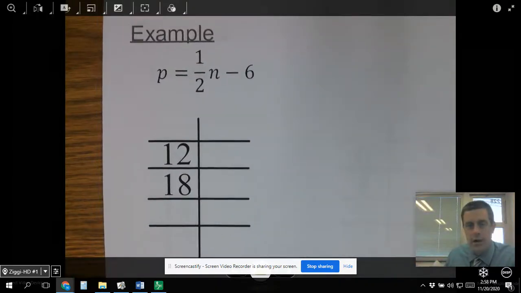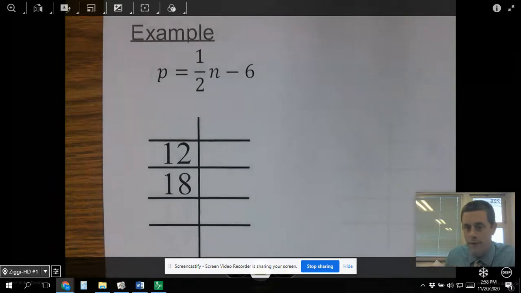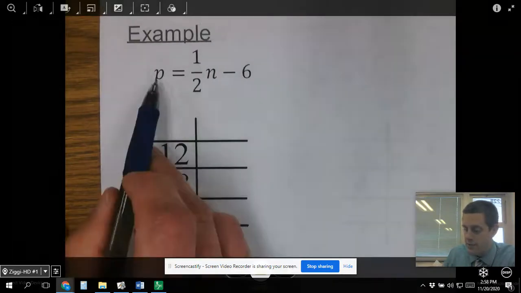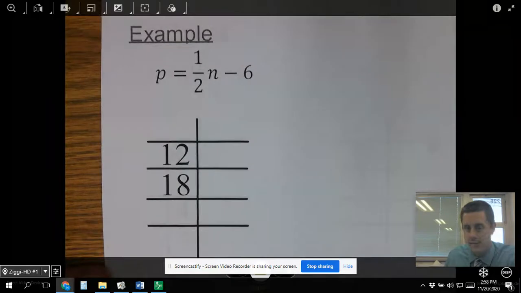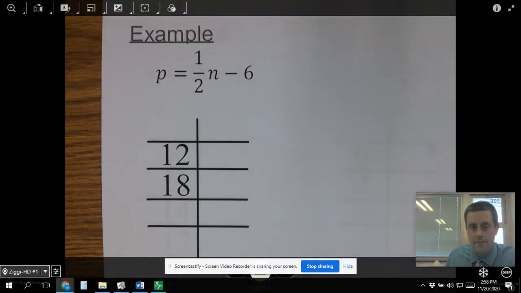Okay, here's another one to try out. Hopefully you have a sheet of paper and you're following along with me and trying it out on your own. Our function p equals 1/2 n minus 6, and we have a table below to complete the values.